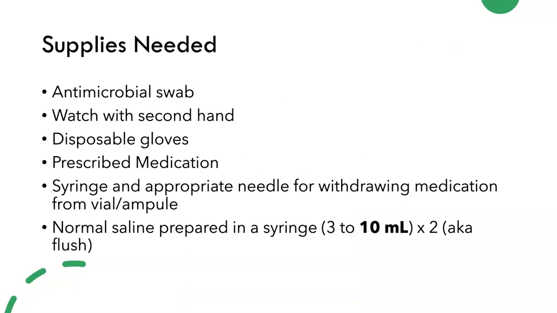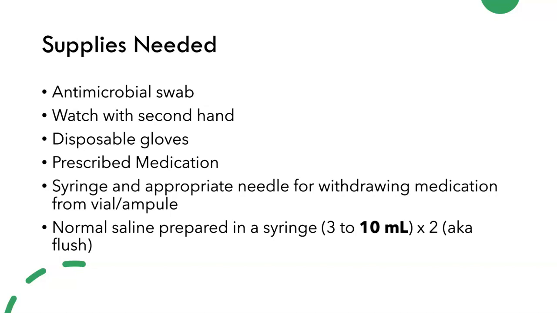So supplies needed for this: you need to have antimicrobial swabs. These are your alcohol swabs, your CHG swabs that are available at the facility. You'll also need to watch with the second hand in order to make sure that you're administering at the appropriate rate. Gloves, we're using universal precautions because we could come in contact with blood or bodily fluids. The prescribed medication, you want to make sure you have the appropriate syringe and appropriate needle for withdrawing medication from a vial or an ampule. So remember, we need to use a filter needle to withdraw the medication.